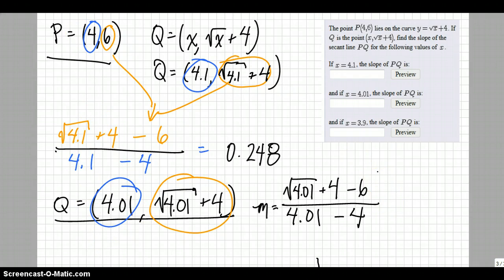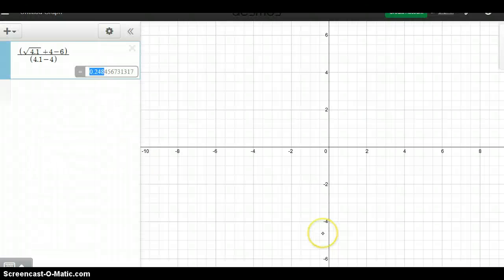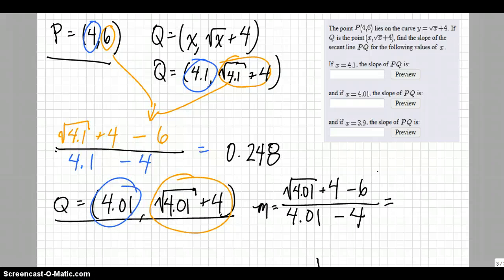And then I have to calculate what these values are as well, but that's just going to involve a tiny bit of tweaking of the answer we just got before. We want to do 4.01 here, and 4.01 here as well, and that's going to tell us the answer is 0.2498. So 0.2498 should be your answer there. And that's how you do the other ones as well.